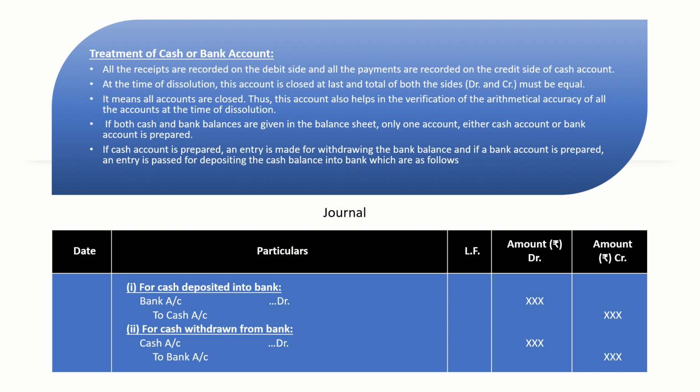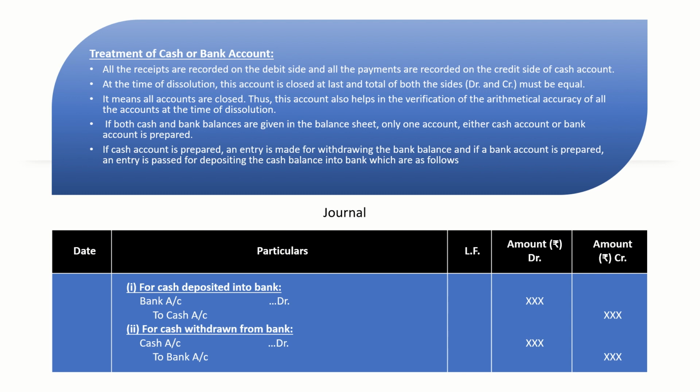Now, if both cash and bank balances are given in the balance sheet, only one account, either cash or bank account, is prepared. So you can use the below journal which is given. You transfer the bank balance to cash or the cash balance to bank as per the below journal, right? Only one account is to be prepared, rest is transferred to the other one. All right, so that is what is important to be kept in mind.